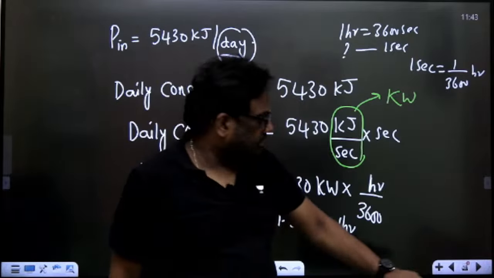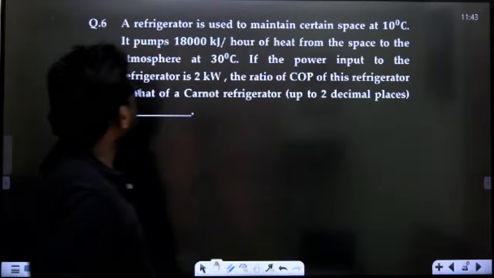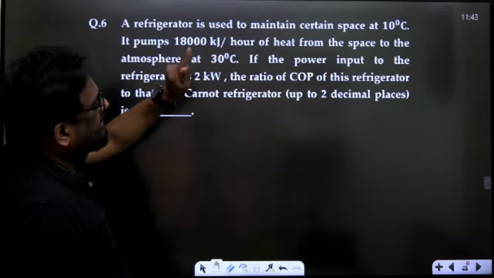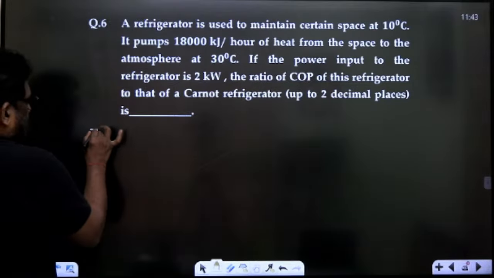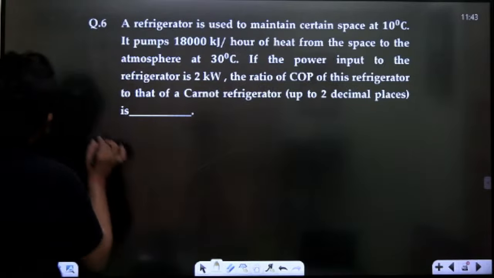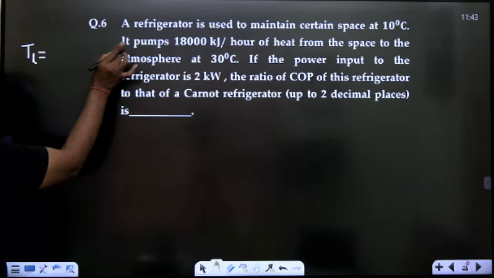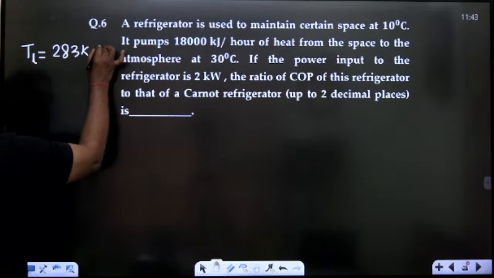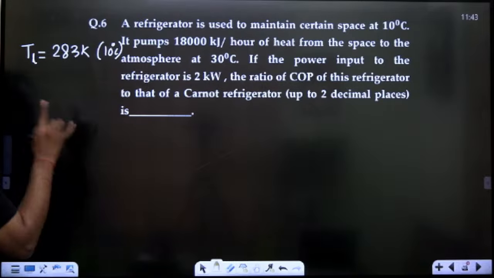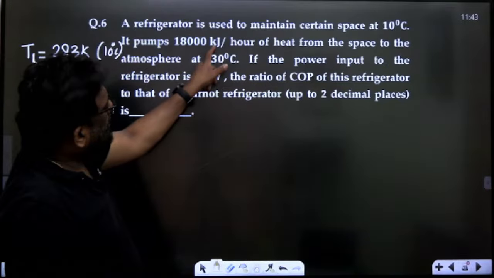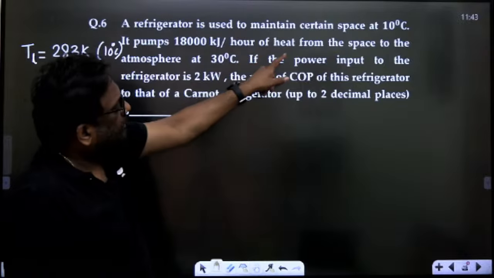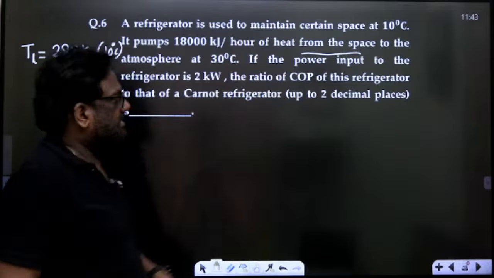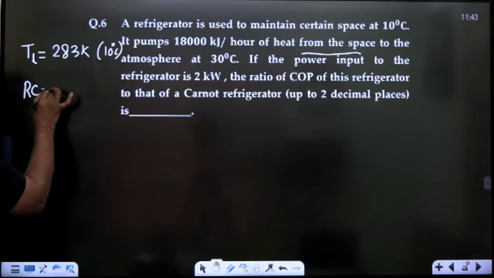चलो. This question is over. Next. ये करो. A refrigerator is used to maintain certain space at 10 degrees centigrade. Means the lower temperature is, यहाँ लिखेंगे सर, 10 degrees centigrade. So I can write it as, add 273. It will be 283 Kelvin or 10 degrees centigrade. It pumps these many joule of heat per hour from the space. What is the meaning of removing that much heat from the space? Refrigeration effect or refrigeration capacity. So what is the refrigeration capacity, sir? How much heat is removed?